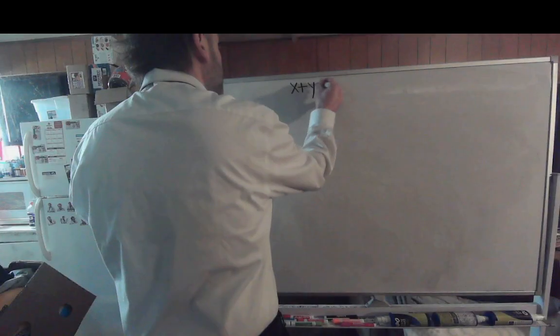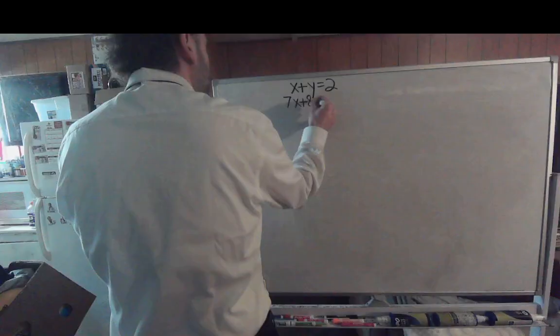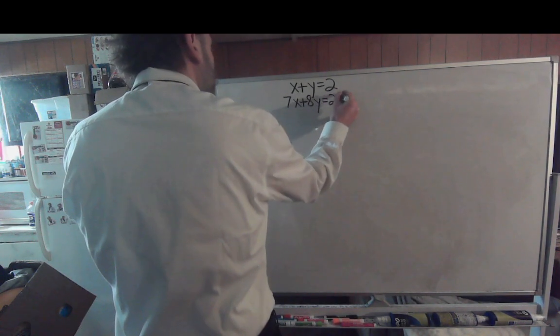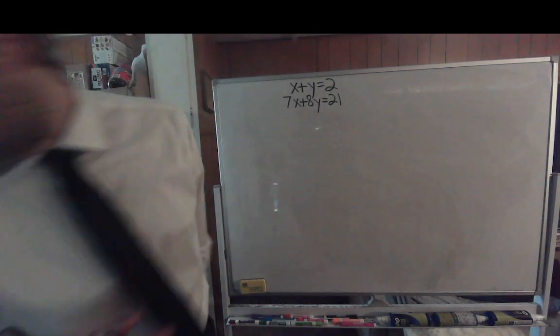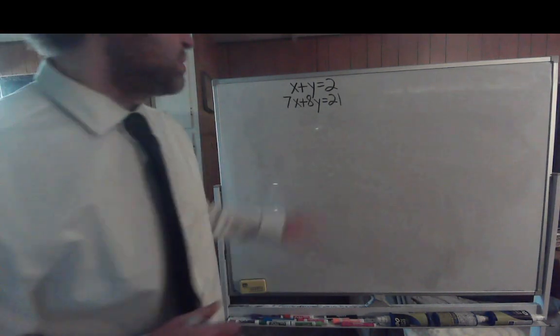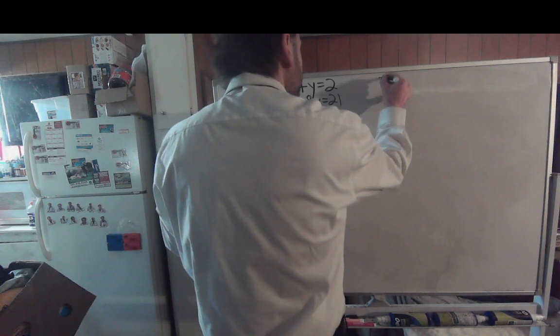Alright, so let's see. We have x plus y equals 2. Then we have 7x plus 8y is equal to 21. So there's the next system. x plus y equals 2. 7x plus 8y equals 21. Let's form the matrix now.